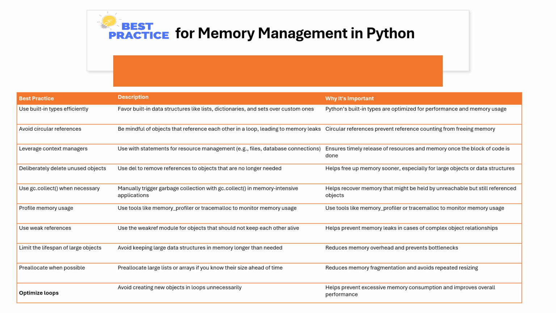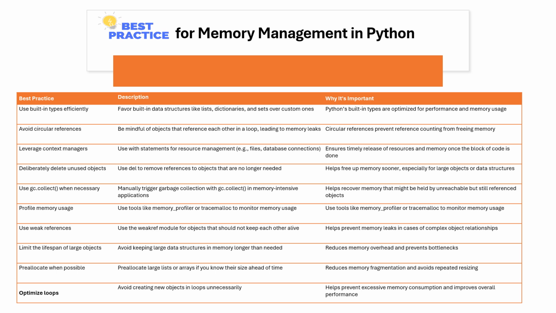This table highlights the most important tips for optimizing how we use memory in our Python programs. Use built-in types efficiently. It's important to favor Python's built-in data types like lists, dictionaries, and sets because they are already optimized for performance and memory usage. Avoid circular references. We need to be careful with objects that reference each other. This can lead to memory leaks, which means Python cannot free memory correctly.